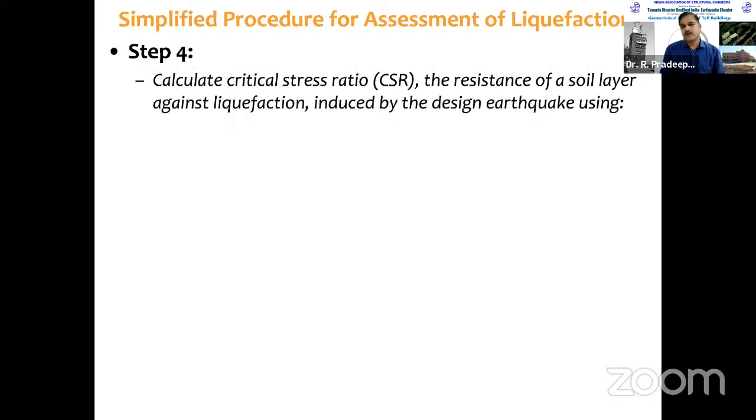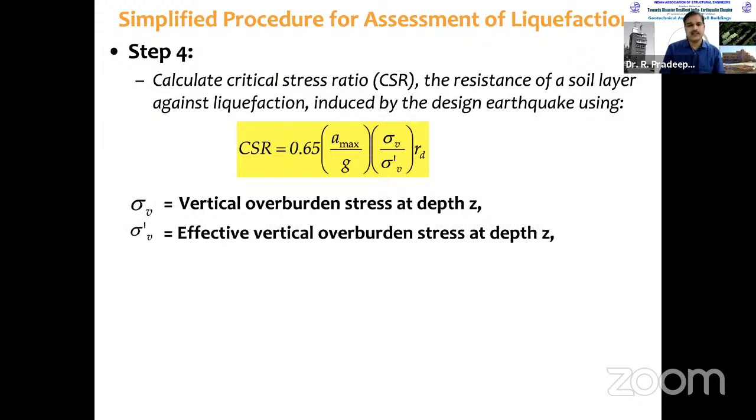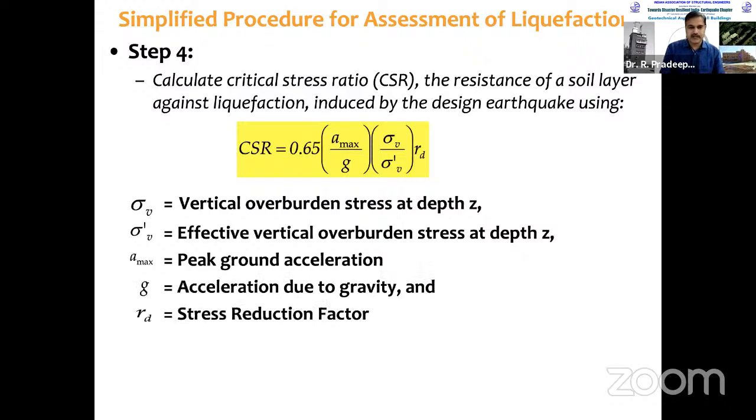Then step 4, we calculate the cyclic stress ratio. This is the formula, adopted from Seed and Idriss's formulation. A max is the acceleration, sigma V is the vertical overburden pressure, sigma V dash is the effective vertical overburden pressure, and A max is PGA. For PGA, that is site-specific ground motion analysis, for tall buildings we need to go for it. For other structures, we can simply replace the factor A max by Z, the zone factor, directly. And then g is acceleration due to gravity. And rd is the stress reduction factor, which we discussed in step number 3.